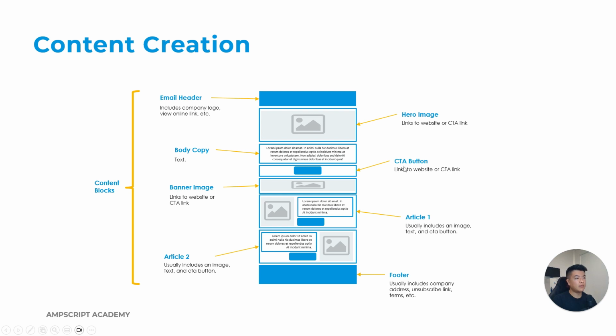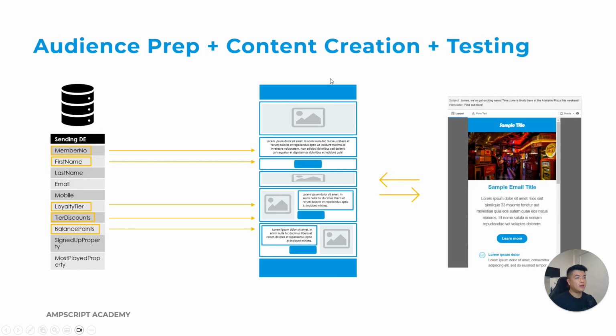You'll be playing around with this, and to see the whole picture, the audience prep will produce a data extension with all the fields that you can play with. So member number, first name, loyalty tier, tier discounts. You have your email template here where you want to retrieve that data, right? So AMPscript fits into this picture.